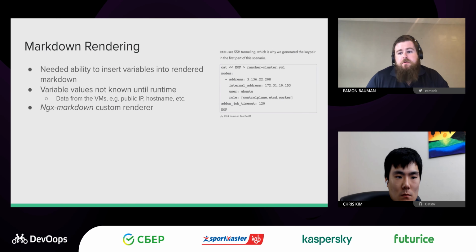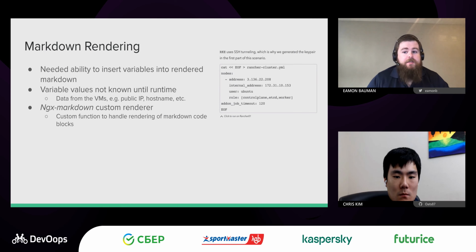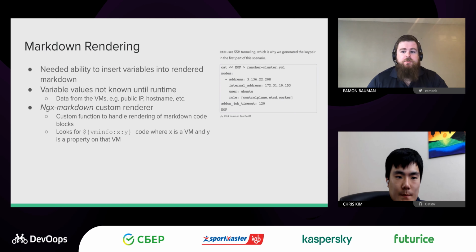The NGX Markdown library has an excellent custom renderer that we leveraged for this functionality. The custom function you can supply allows handling of the rendering of the Markdown code blocks. There's a specific hook for custom Markdown rendering for code blocks in Markdown. This custom function we created looks for a special VM info variable code where X in this example is a VM and Y is a property on that virtual machine.